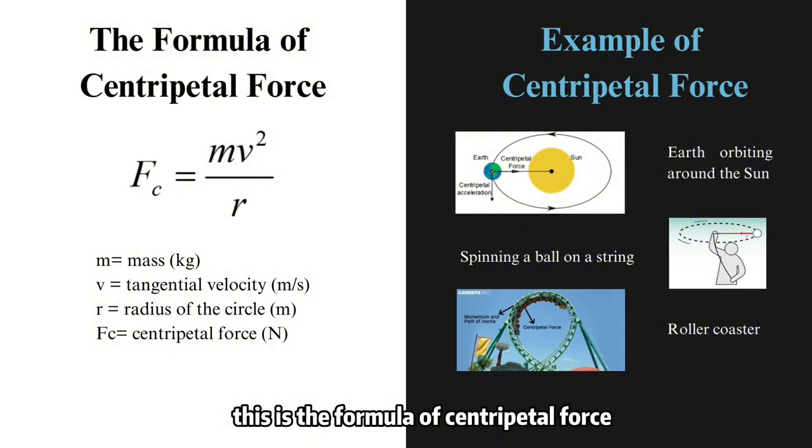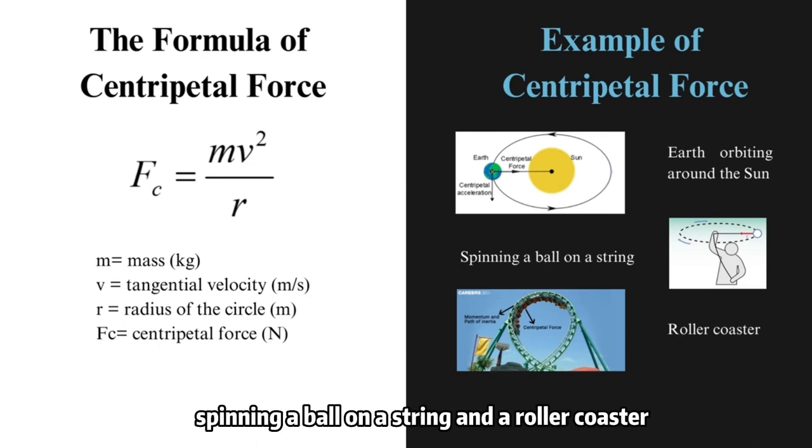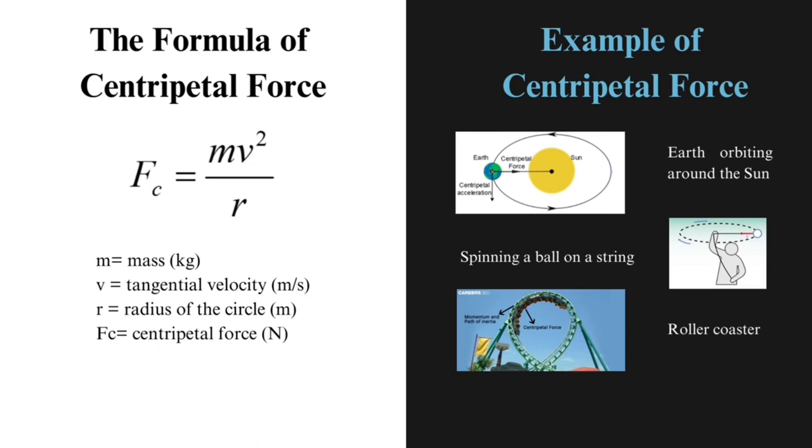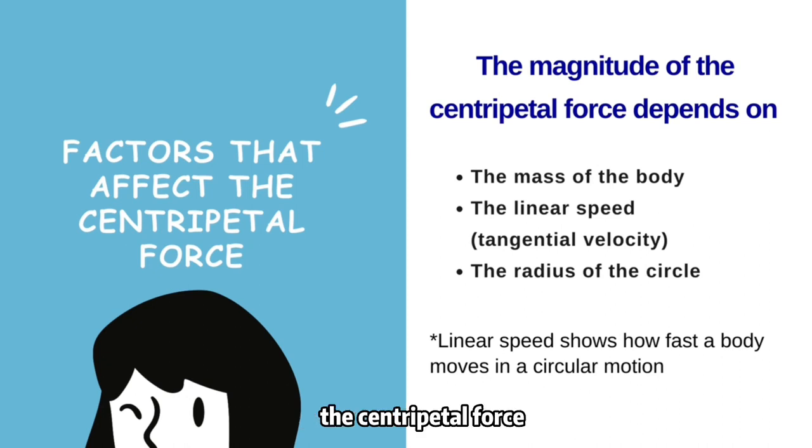Looking at this slide, this is the formula of centripetal force. The examples of centripetal force are the Earth orbiting around the Sun, spinning a ball on a string, and the roller coaster. There are three factors that affect the centripetal force.